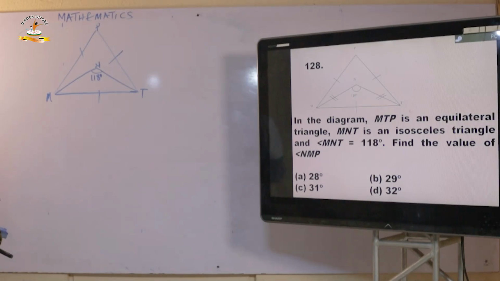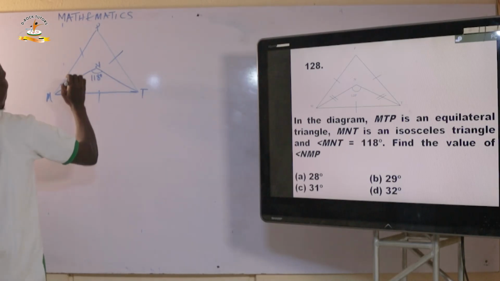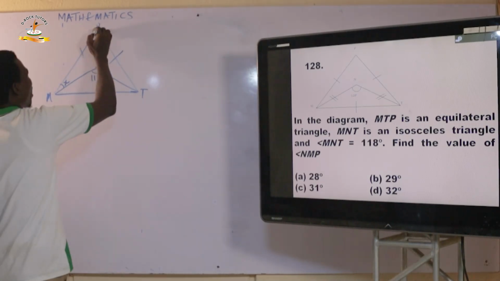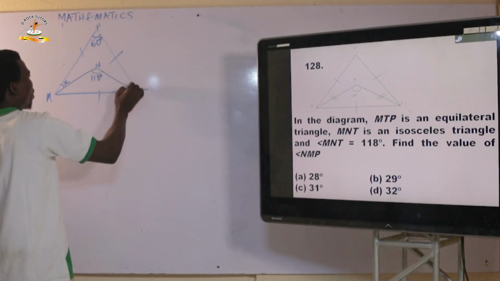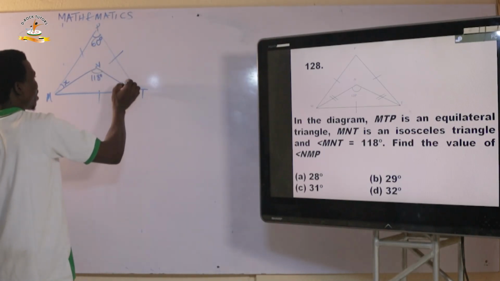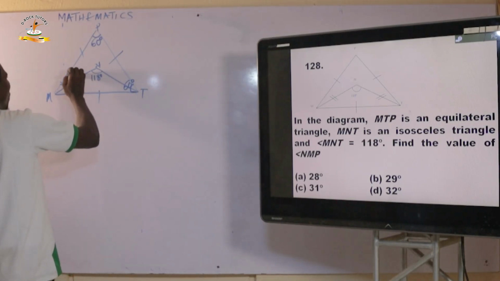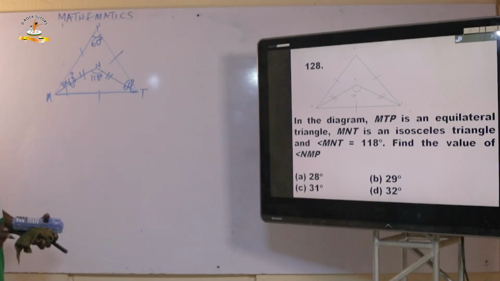So the question is asking us for NMP, that is this angle. So let's just call it X. But to find this is simple, because for every equilateral triangle, the individual angle is 60 degrees. So 60 degrees for all of these. However, this is an isosceles triangle.